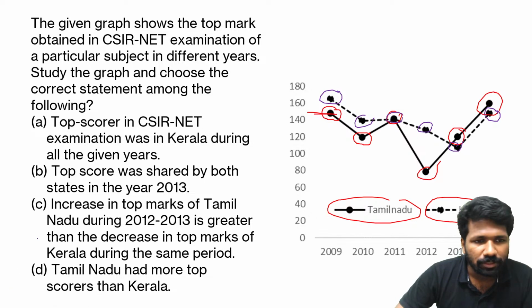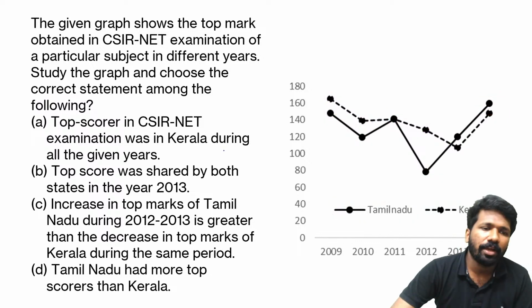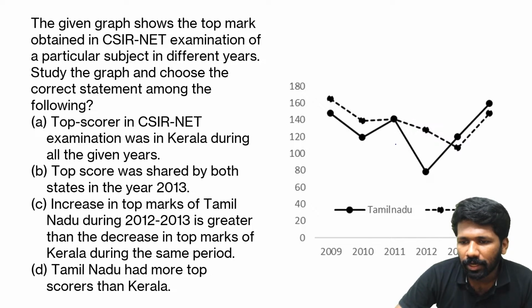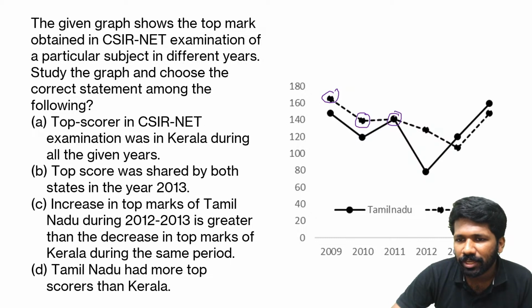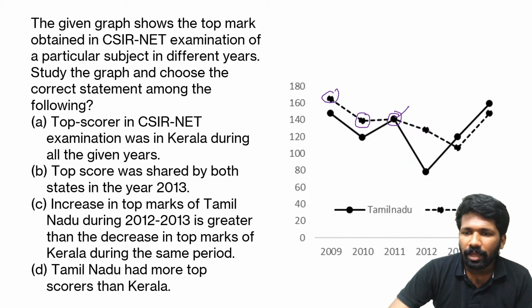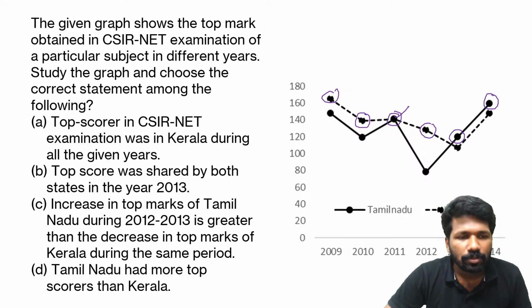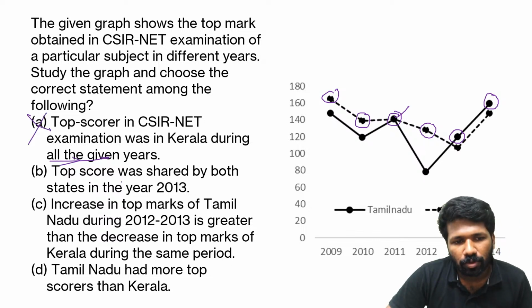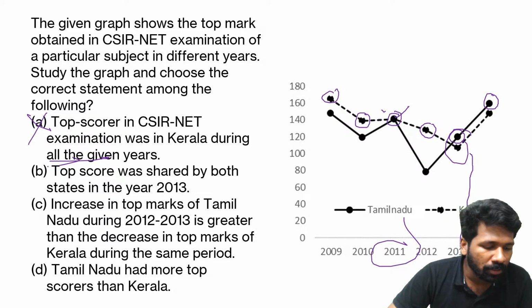Now let us check each option. We need the correct statement. The top scorer in CSIR-NET examination was in Kerala during all the given years. No, that is clearly wrong. In 2009 the top scorer was in Kerala, 2010 also Kerala, in 2011 they were sharing, there were two top scorers, and 2012 it was Kerala, but 2013 it is clearly Tamil Nadu, and 2014 also Tamil Nadu. So "all the given years" is clearly wrong. Top score was shared by both states in the year 2013? No, it was not shared in 2013, it was 2011 when it was shared. So clearly option B is also wrong.